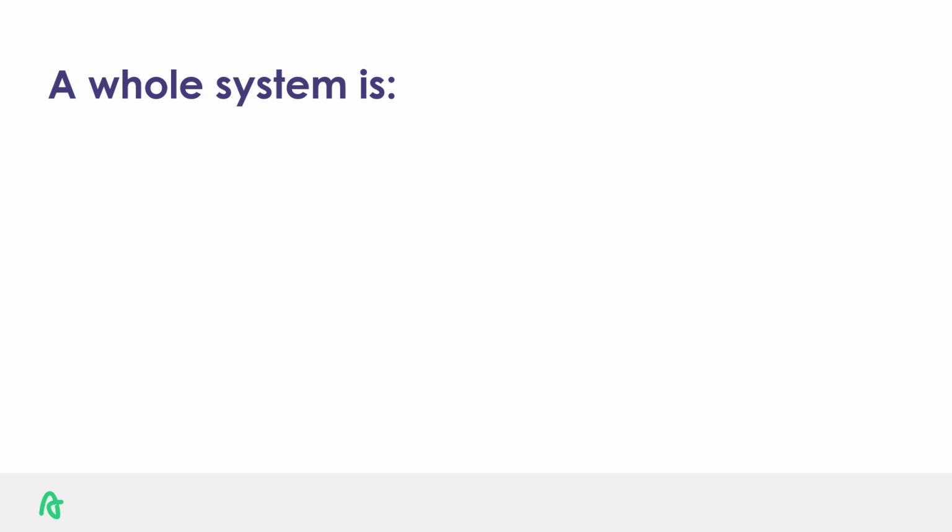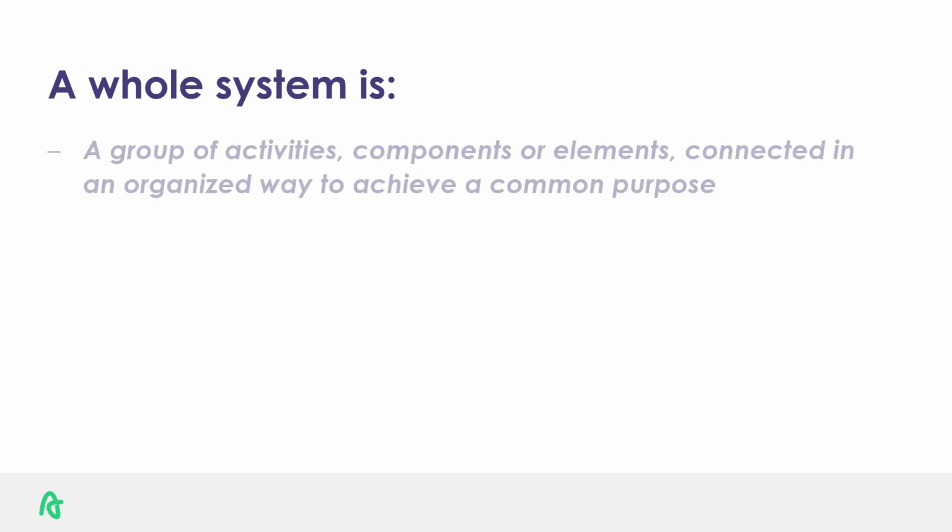So let's kick off by describing what whole systems theory is from one of the leading architects of this theory, an American organisational theorist called Russell Ackoff. He was a Wharton professor and a pioneer in the field of systems thinking. And briefly, he said, a whole system is a group of activities, components, or elements connected in an organised way to achieve a common purpose.